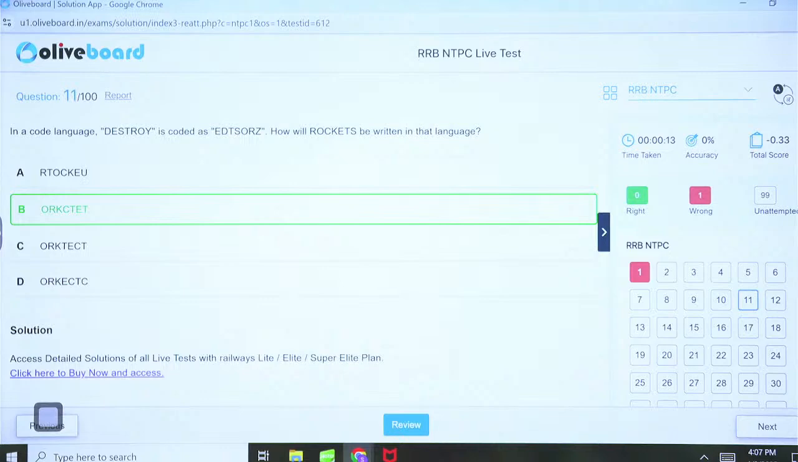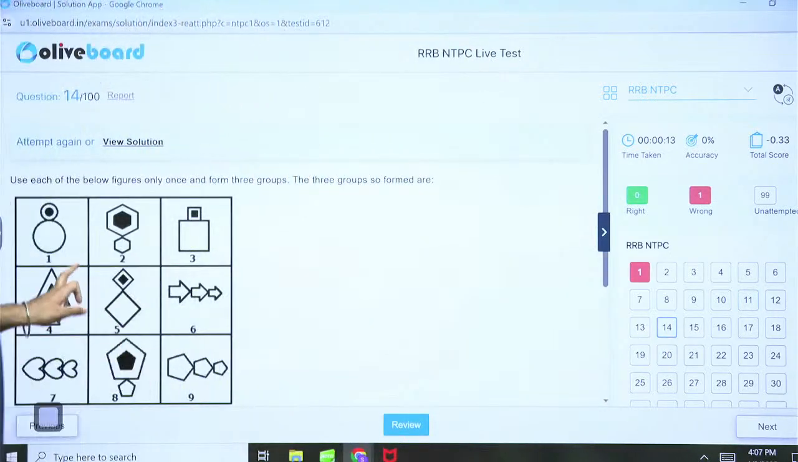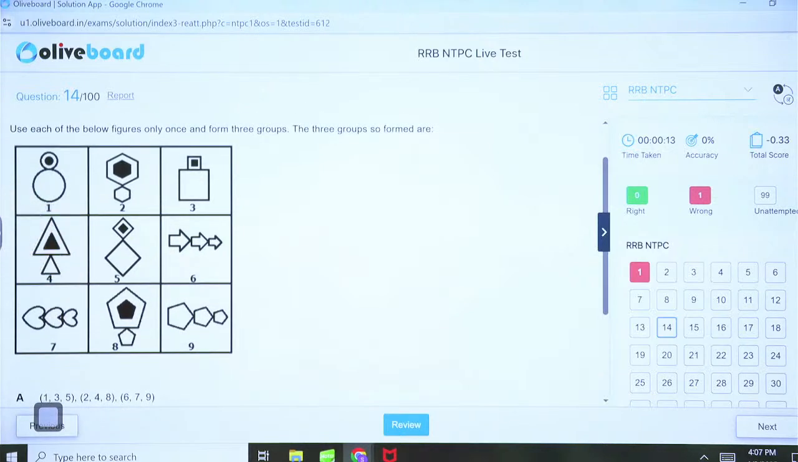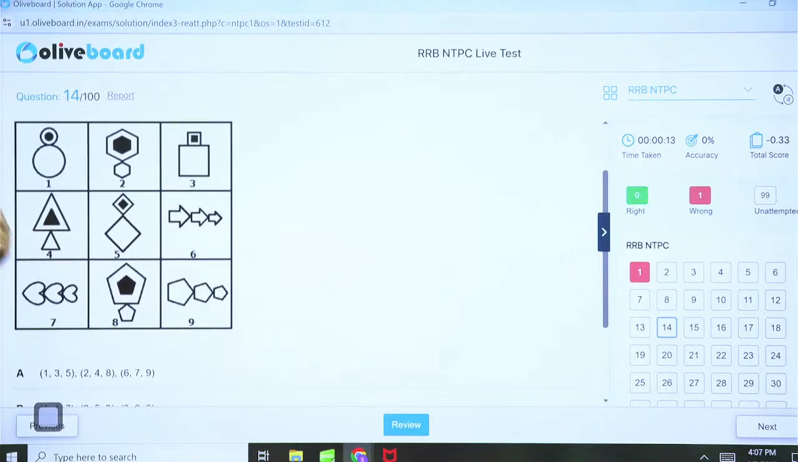Okay, next question number 14. So grouping based questions, you have to choose the option which forms correct groups of these 9 figures. See, these questions become very easy if you can identify similar types of figures.